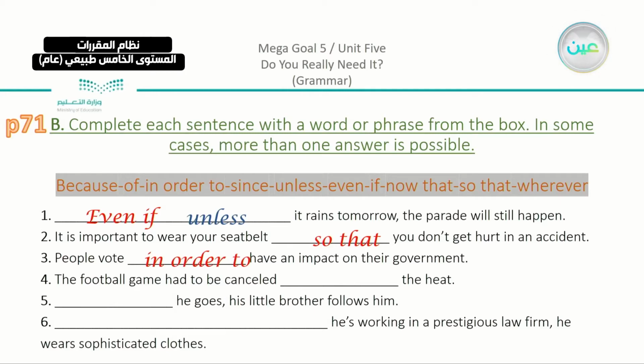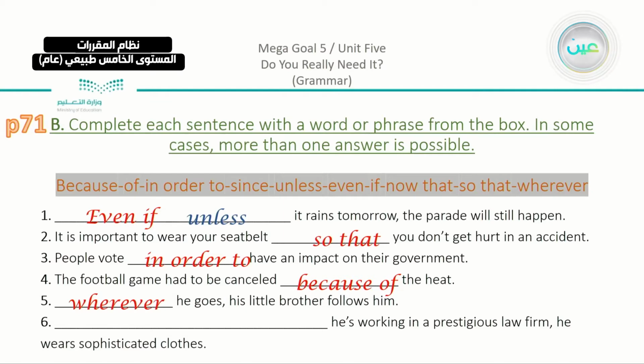And then we have number 5, he goes, his little brother follows him. So we can say going places. So I want a conjunction that refers to a place. We can say the last one. We have here, wherever he goes. Or sorry, number 4, I skipped it. We have here, the football game had to be canceled because of the heat, a reason, and then wherever he goes. And the last one we have here, there are 3 possible answers.